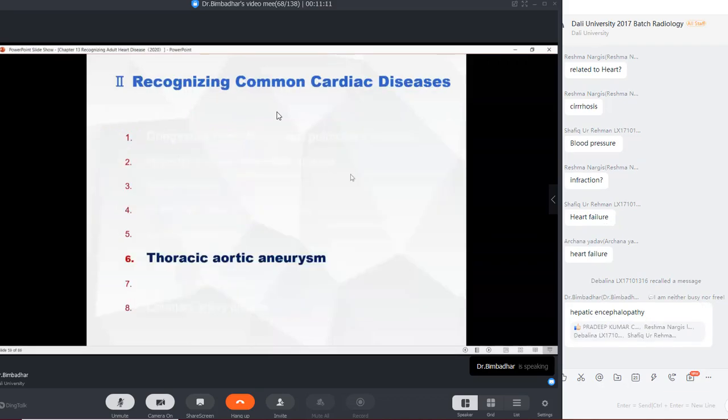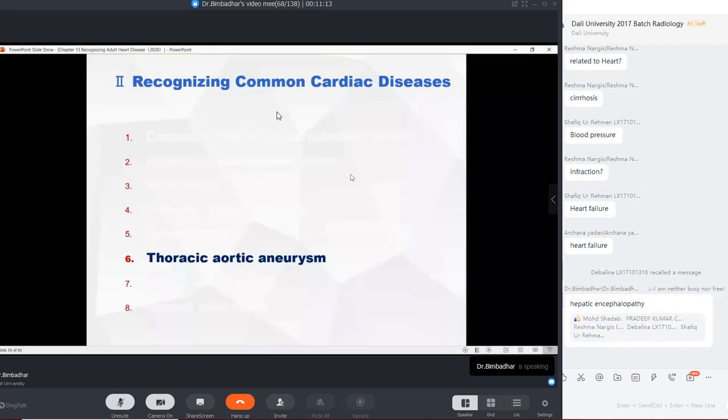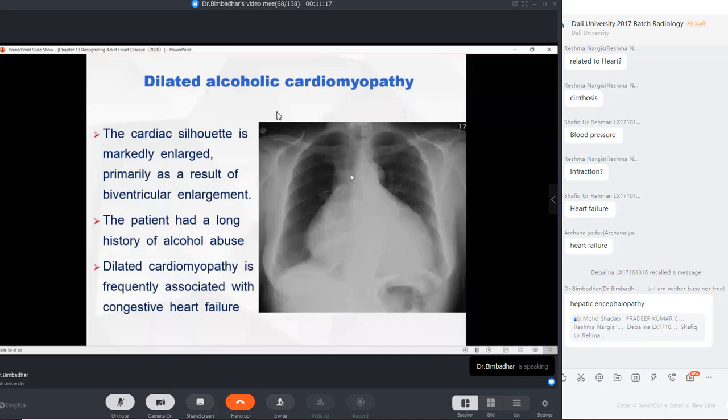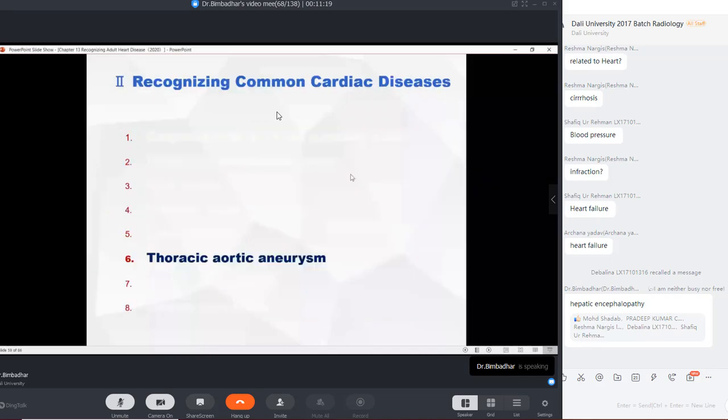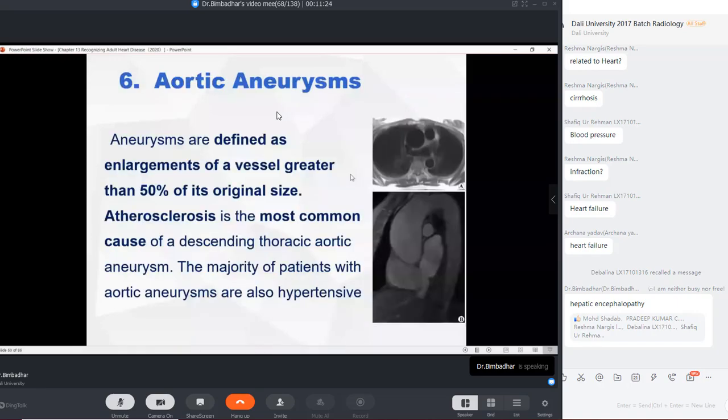A very important disease now, thoracic aortic aneurysm. Thoracic aortic aneurysm is a very simple diagnosis. There is nothing much to learn here. The only thing is that the aneurysm is an increase in the diameter of the blood vessel, here increasing the diameter of the aorta. And what is the most common cause? Any aneurysm is happening because of atherosclerotic plaques.